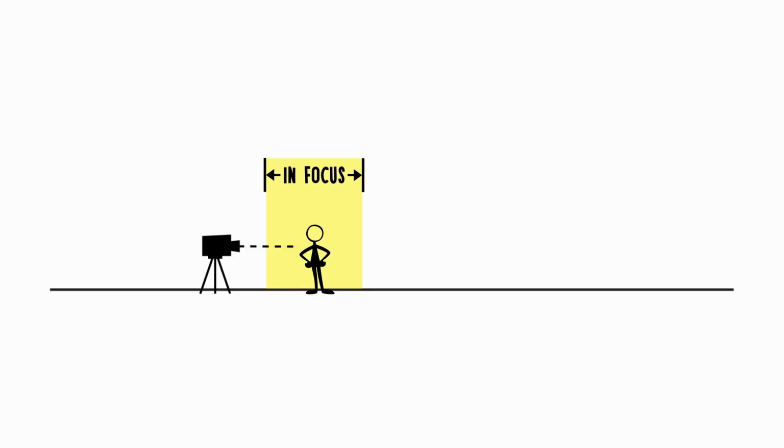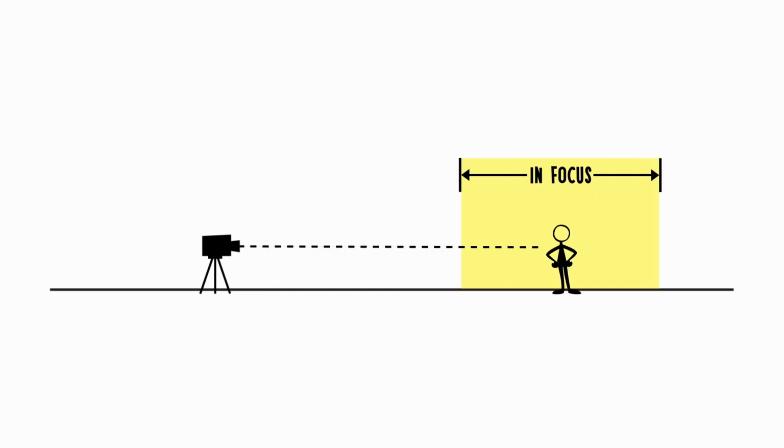Next is how far the camera is from the subject. The closer the camera is, the smaller the focal plane and the shallower the depth of field. Move farther away and the focal plane gets bigger and more is going to be in focus.